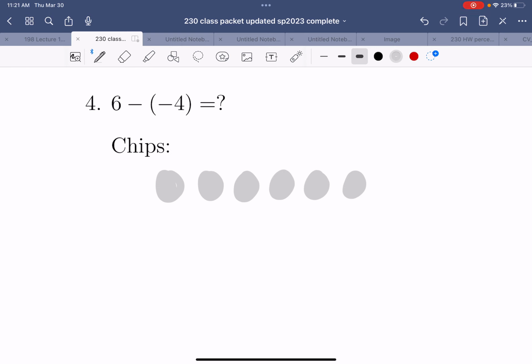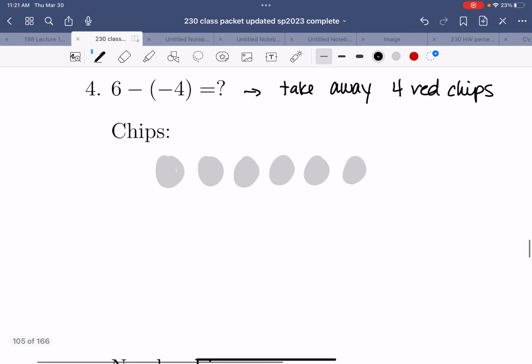Now, subtraction means take away, or that's one of the interpretations of subtraction. So we want to take away -4. Well, -4 is 4 red chips. So what we need to do here is take away 4 red chips. But I only have 6 white chips, so I can't do that. I need to create a different version of 6 that allows me to take away 4 red chips.